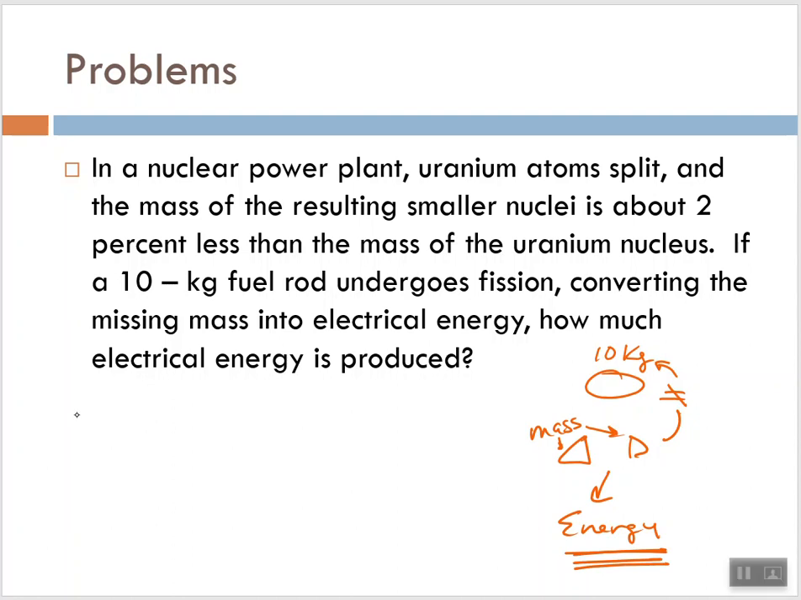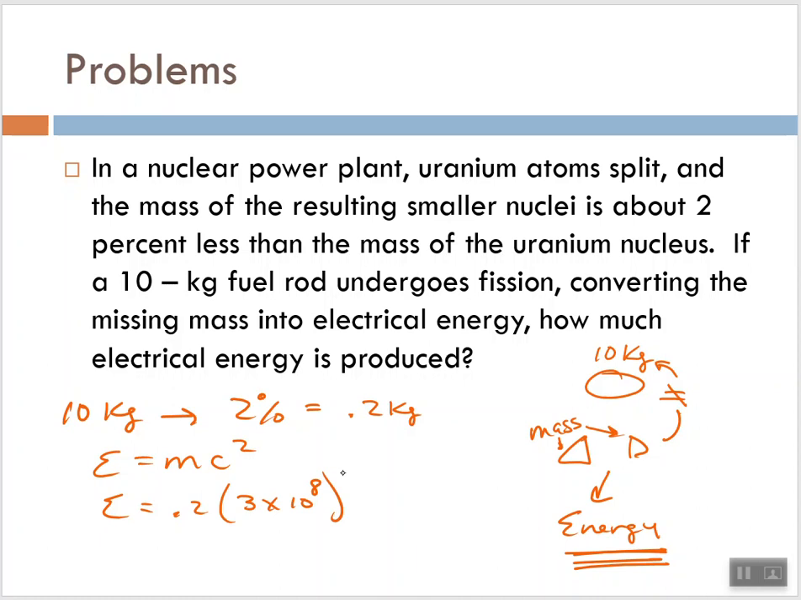They had 10 kilograms, and they tell us that 2% of that goes towards the energy. So we have to find what 2% of 10 kilograms is. That turns out to be 0.2 kilograms of mass. If we go into our equation, E equals mc squared, the mass is now 0.2, and c is still 3 times 10 to the 8th, squared. That tells us the energy that's put off here is 1.8 times 10 to the 16th joules. That's a whole lot of energy.